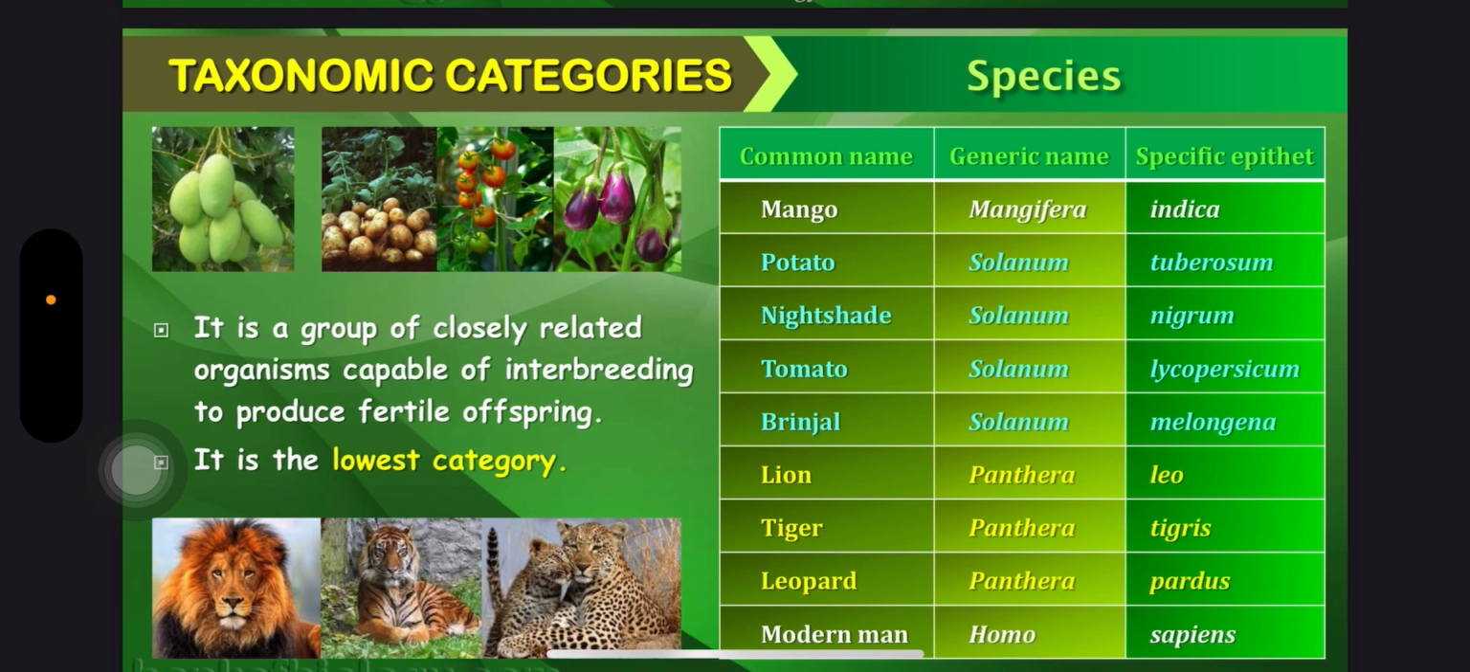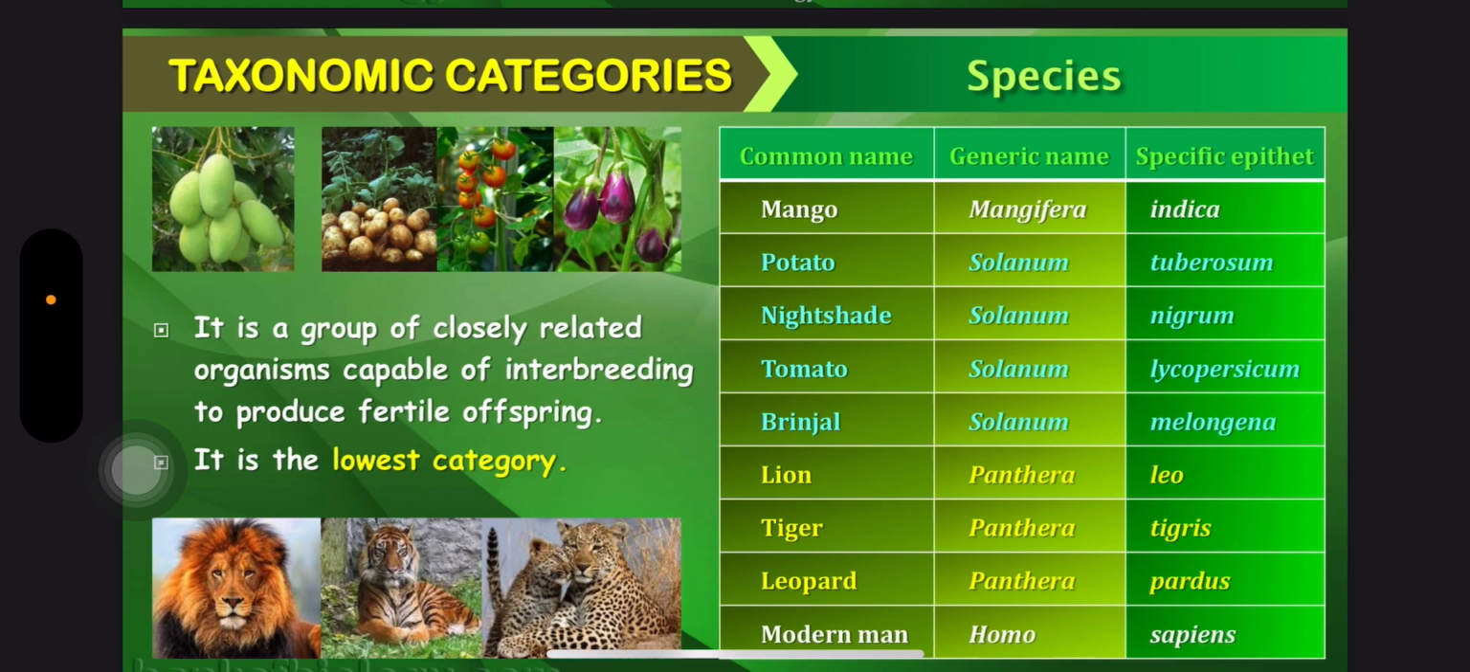Now we are talking about the species. It is a group of closely related organisms capable of interbreeding among themselves and producing fertile offspring. That's called a species. It is the lowest category. Species living in a particular area can freely interbreed and produce fertile offspring. Here, the common name, generic name and specific epithet.